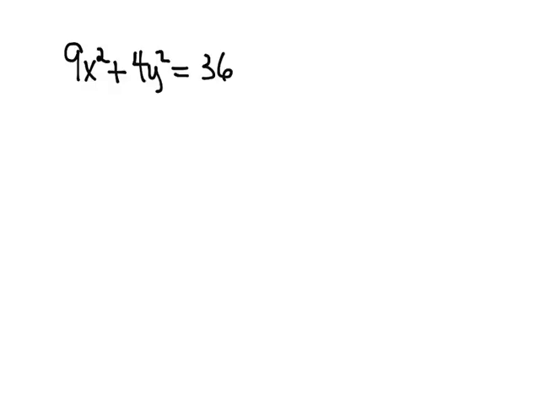9x squared plus 4y squared equals 36. We want to find the center, vertices, and foci of this ellipse. And in order to do that, we need to rewrite the ellipse in standard form.